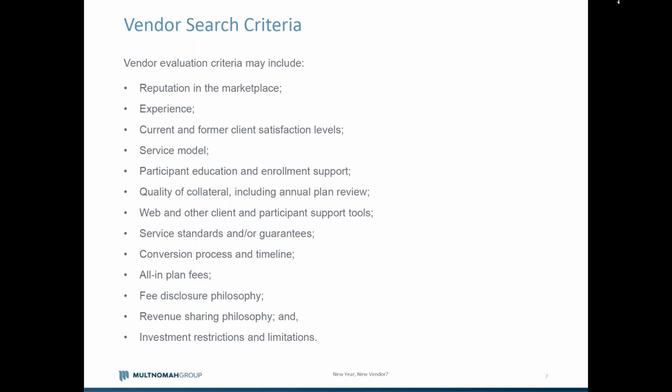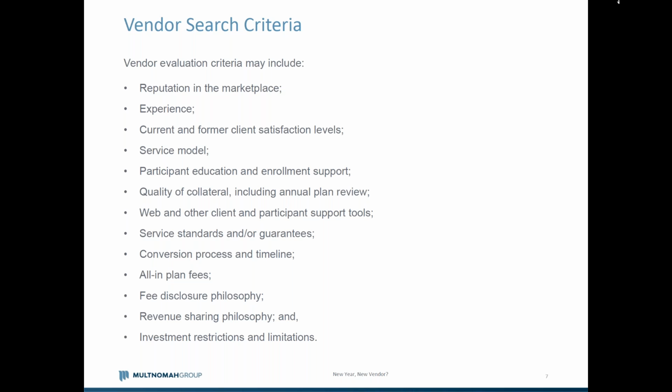Going along in a lot of cases with the participant education communication evaluation is looking at some of the primary tools that you're looking at, web, both for the plan sponsor and how they interact with the record keeper through the plan sponsor portal or website, as well as the participant website and experience.